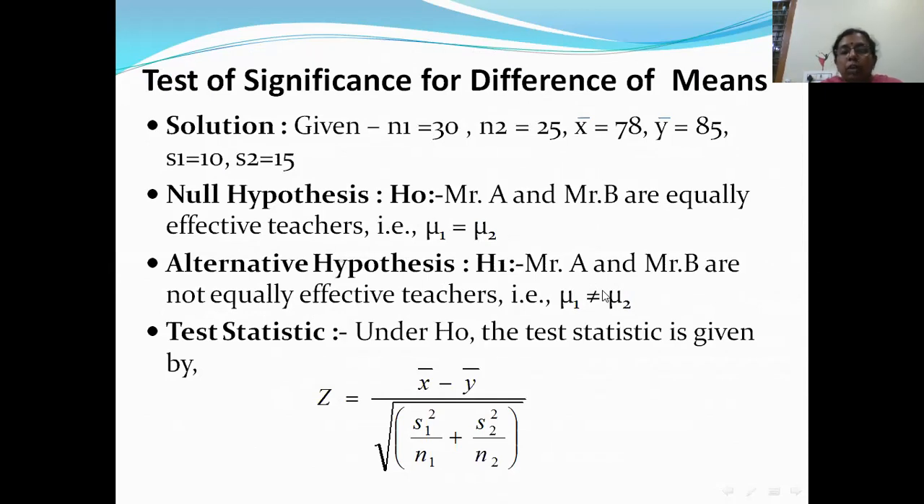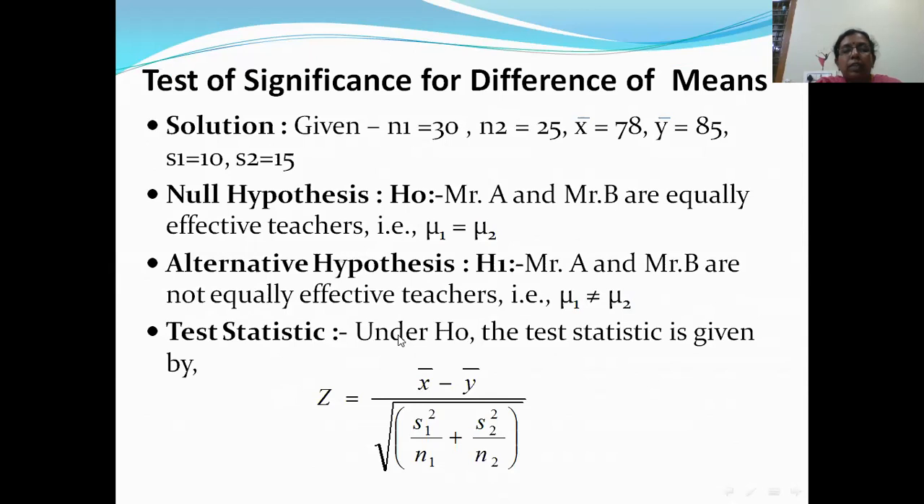In the problem, he is not mentioning whether Mr. A is more effective than Mr. B or not. He is asking to find whether they are equally effective or not. If he specifies the test whether Mr. A is more effective than Mr. B, then H1 would be mu1 greater than mu2. Or Mr. B is more effective than Mr. A, then it will be mu1 less than mu2. But he's not asking you to test that. He's just asking to test whether they are equally effective or not. So H1 will be not equal.